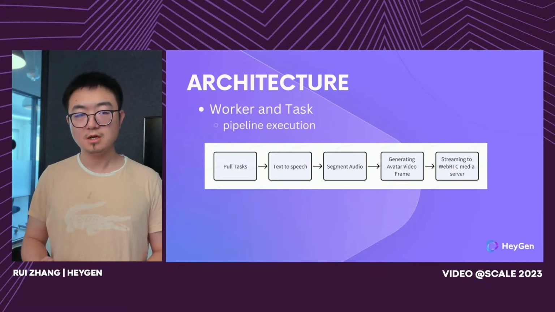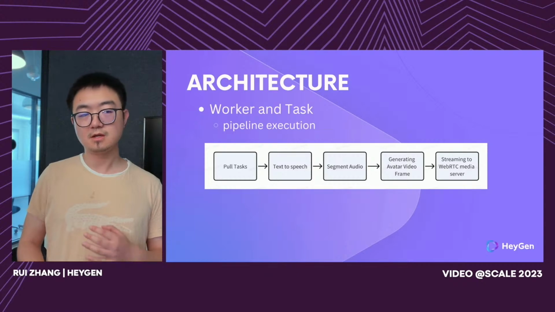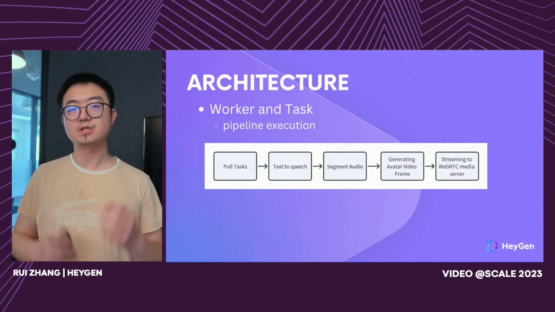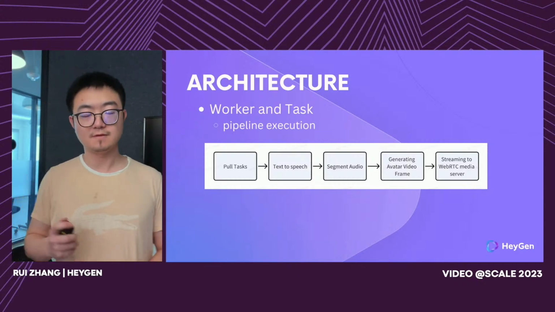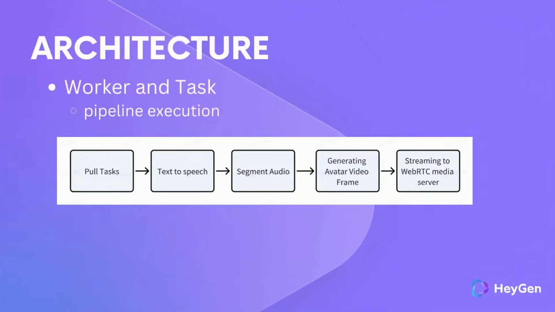Next, I'm going to talk about the worker, which is the most important part of our system. So the worker is a component which does the machine learning inference to generate AI avatar videos. So usually the task in the worker is executed in steps. The task is divided into 5 steps and executed in a pipeline way.